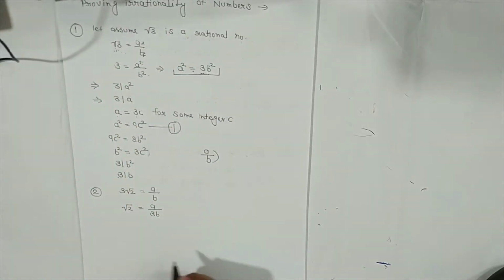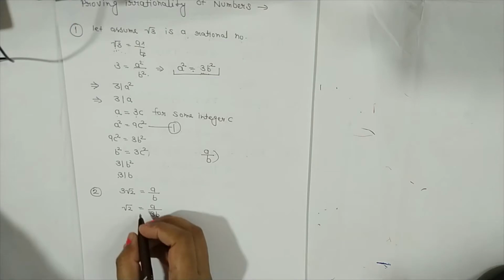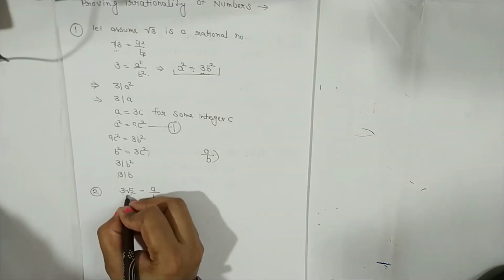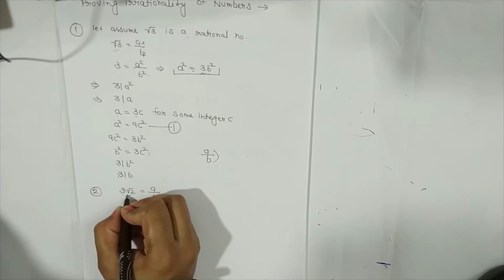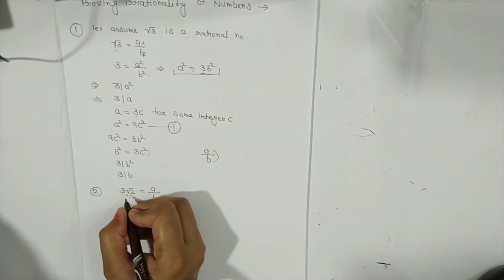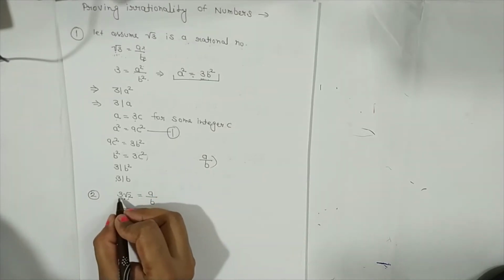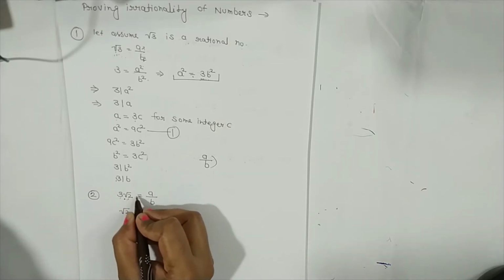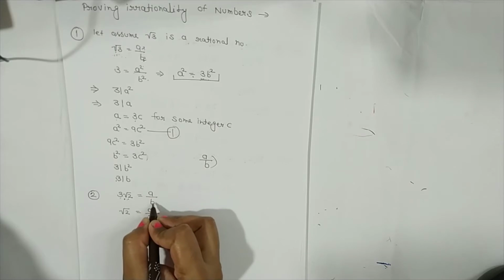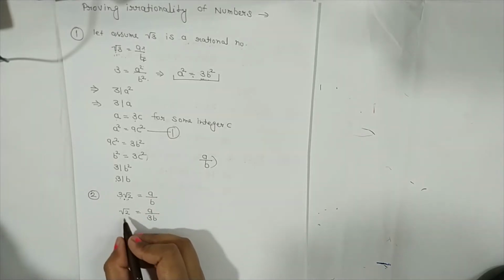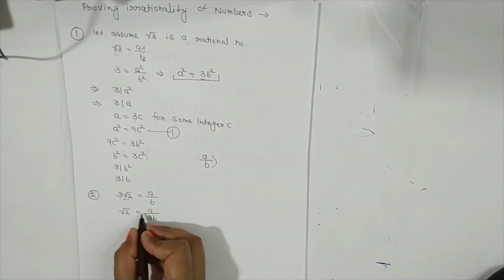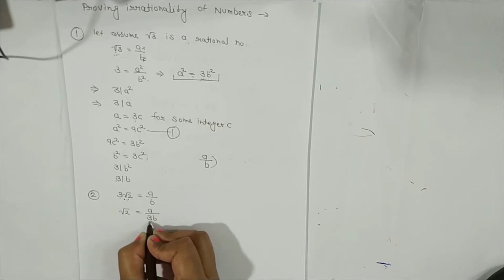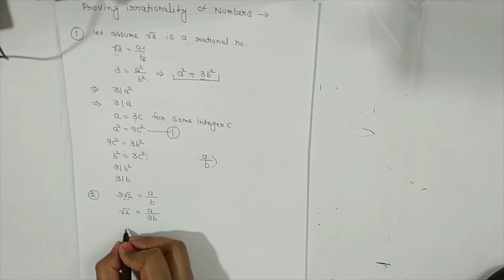Now again we will take another example: 3 root 2 is an irrational number. By contradiction we will assume 3 root 2 is a rational number. If it is a rational number, we can express it in a by b form. Now here it is written root 2 equals a upon 3b, so it is rational. It means root 2 is rational.